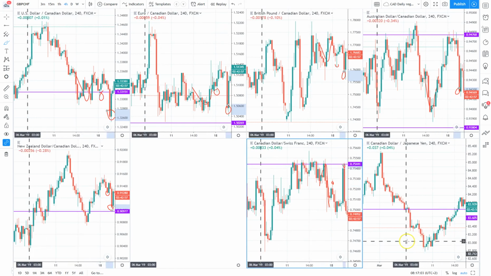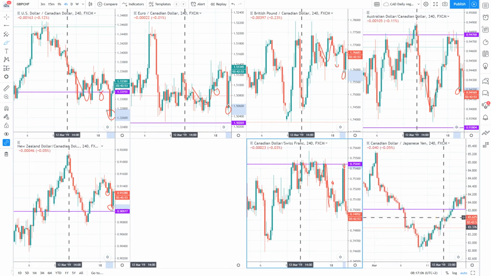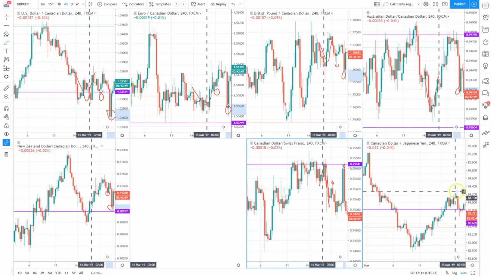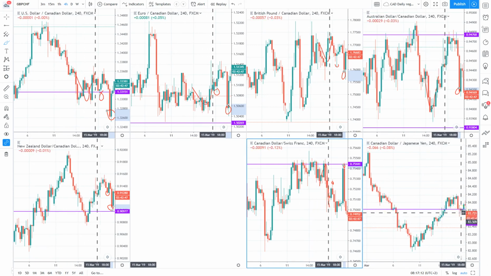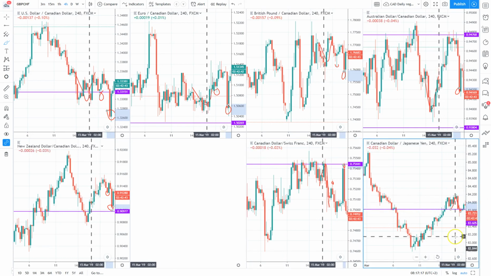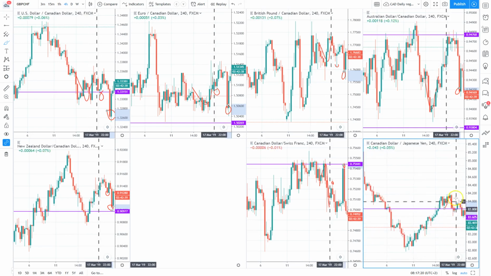Okay. And on the final pair, CAD yen. Pullback coming in. Grinding on its way up. Not sure if that's a V. Could be. The other pairs are telling us. So again, another pair where we're not sure about the V. Now let's see how the test comes in. We had a first test here.